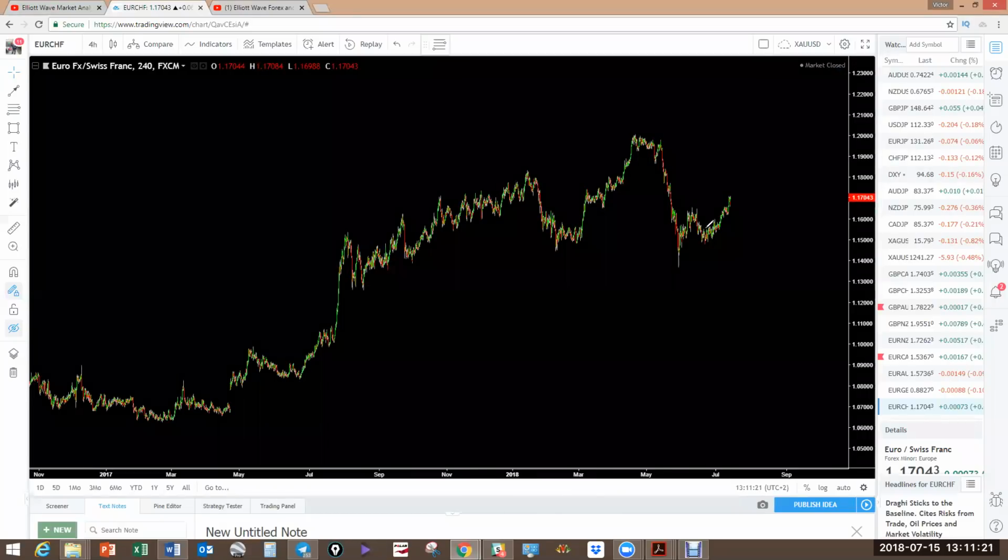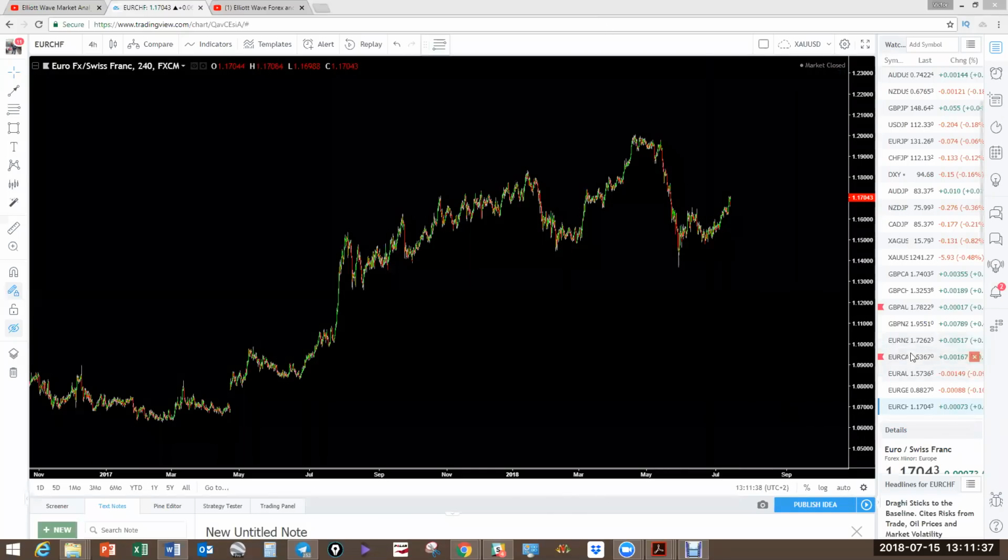All right, so that's what you're going to be looking at. Possibly, I will not look at this as a 3-wave structure for downside because the other Euro pairs are looking upside. So I'll be looking for this to go up with the other Euro pairs as well. So that's EURCHF. It looks like we've done all the Euro pairs, the pound pairs, and now we can go to some of the CAD pairs.